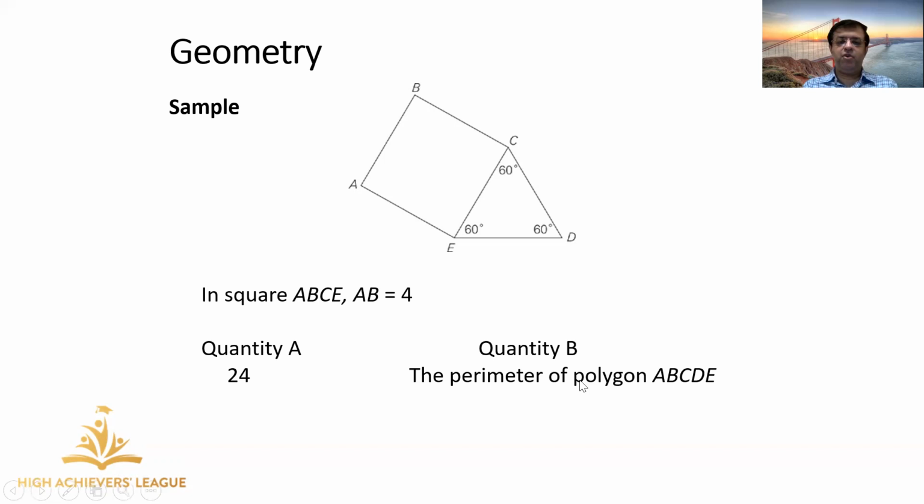So quantity A is 24, quantity B is 20. Which is bigger? Quantity A. So our answer is going to be A, since quantity A is bigger.